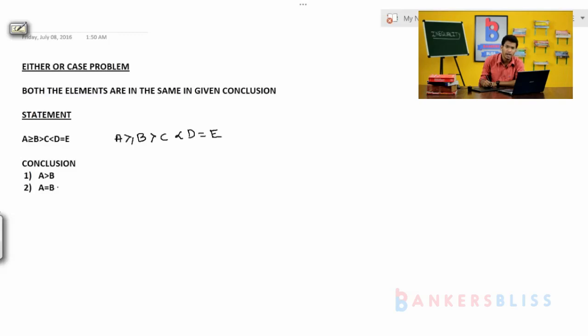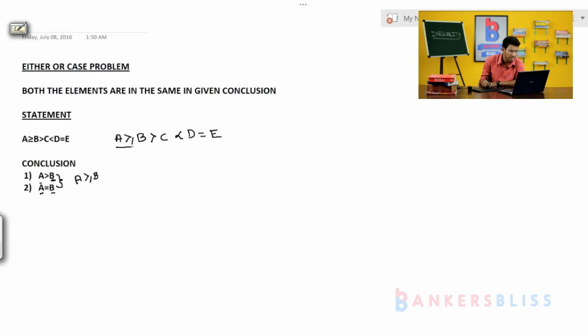Already I told you, both the elements are the same. A is the same here and also here, B is the same here and also here. Then I am going to merge it. It is nothing but A greater than B, A is equal to B. I'll get this A greater than or equal to B. When we merge the conclusions, when both the elements are the same, A in the place of A, B in the place of B, and I merge the signs. It is nothing but A greater than B.